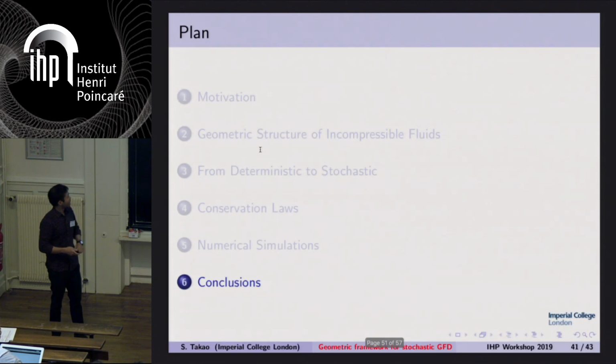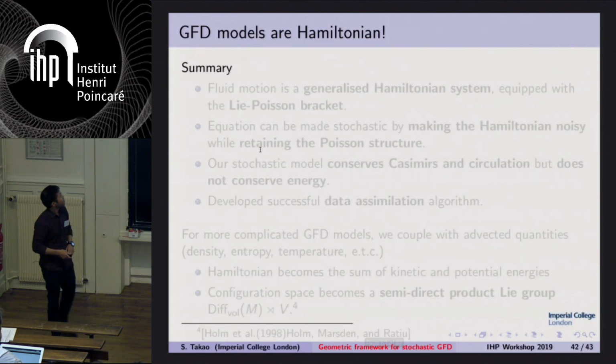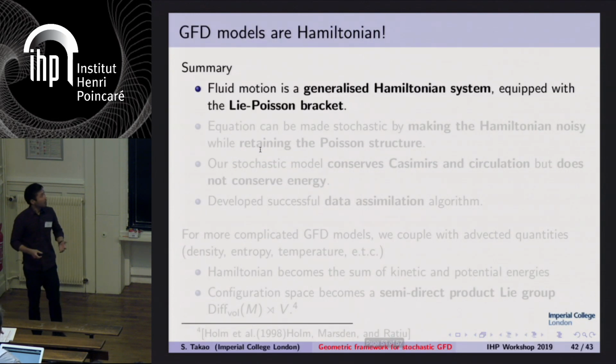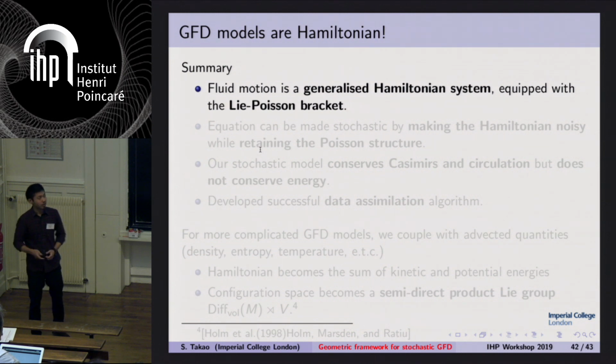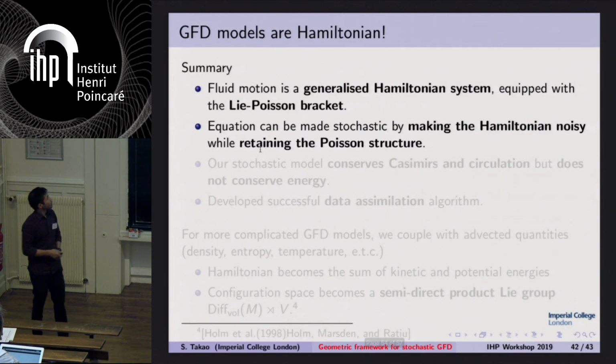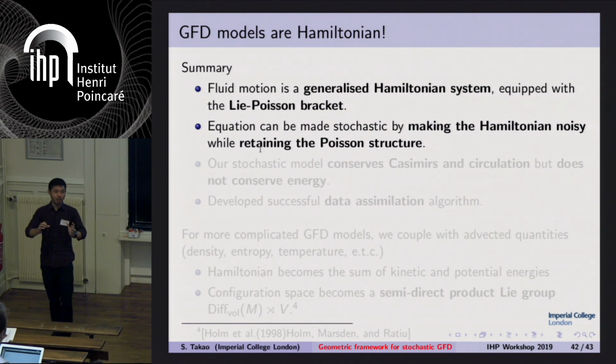Okay, so that's actually it. Now the conclusions. My main idea was that fluid motion is a generalized Hamiltonian system. It's not a standard Hamiltonian system. It's a generalized Hamiltonian system with the Poisson bracket given by the Lie-Poisson bracket. So your equation can be made stochastic by making your Hamiltonian stochastic. If you add a lot of noise Hamiltonians, then you can get a stochastic equation out by plugging into the Poisson structure.